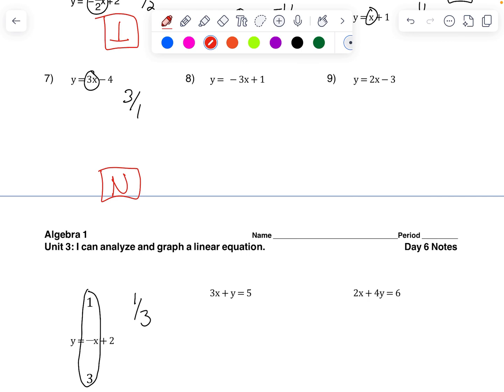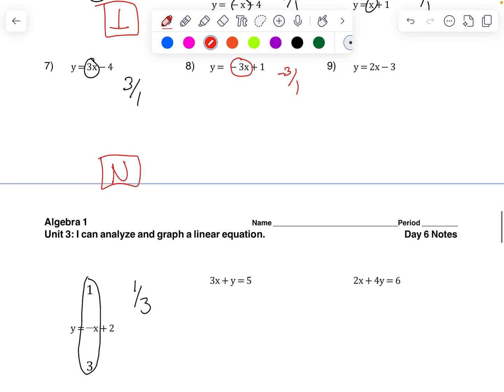Okay, number 8. Our top slope is negative 3 over 1. Now, be careful here. On number 8, the bottom equation, the y is not solved for. It's not by itself. So what we're going to have to do is solve for it. You can't tell me what the slope is until y is by itself and it's in slope-intercept form.